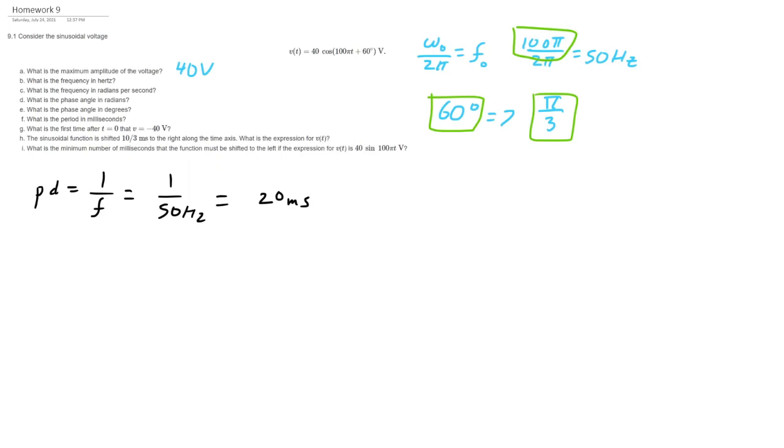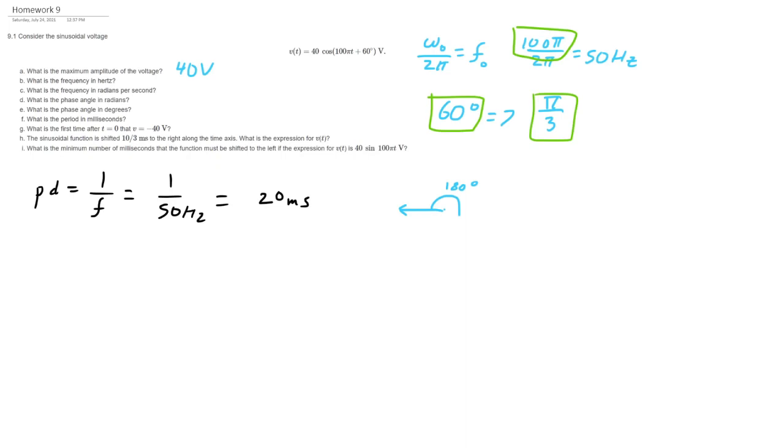Now I want to find the first time after t equals 0 that the voltage equals -40. So basically we want to find out where cosine is -1. Now if you remember your unit circle, cosine is going to be negative one at 180 degrees. So if we figure out what value of t makes the argument of cosine 180 degrees, then we'll know what time after t equals 0 the voltage equals -40.